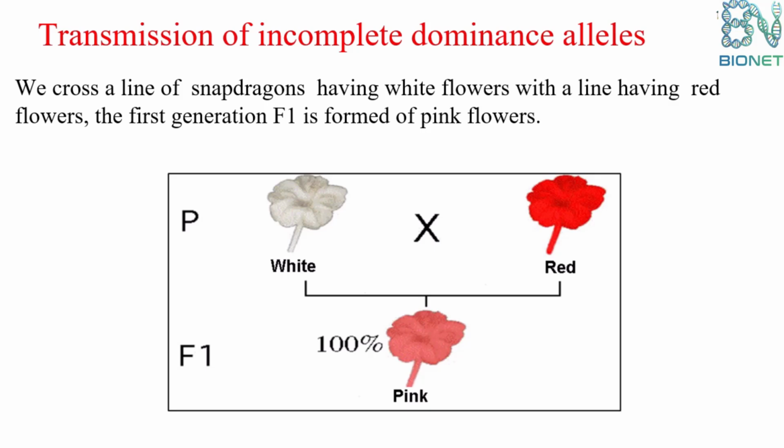Now we are going to study incomplete dominance. Here in the example we have snapdragon flowers. We have two types of flowers, the white one and the red one. The crossing between these two flowers gives in F1 a third color, which is the pink color. The pink color is intermediate between white and red.